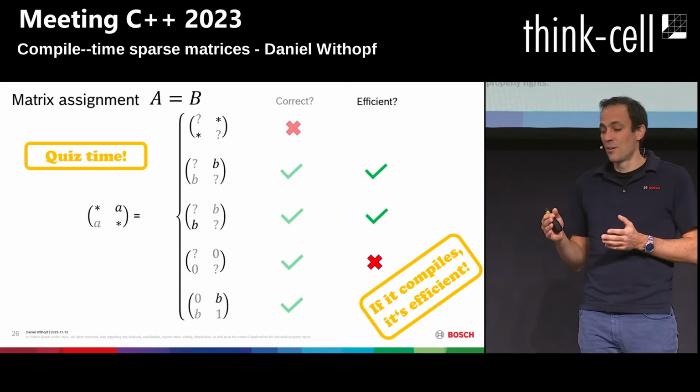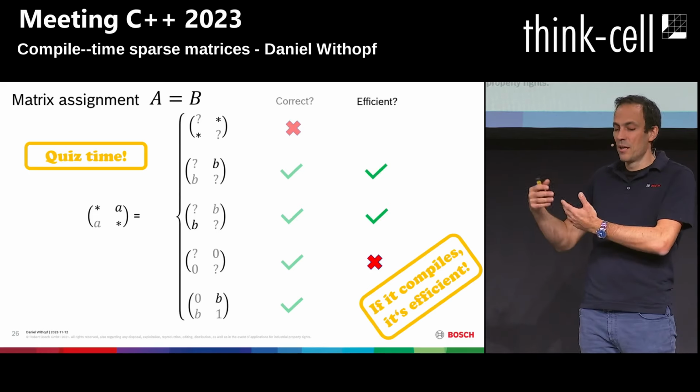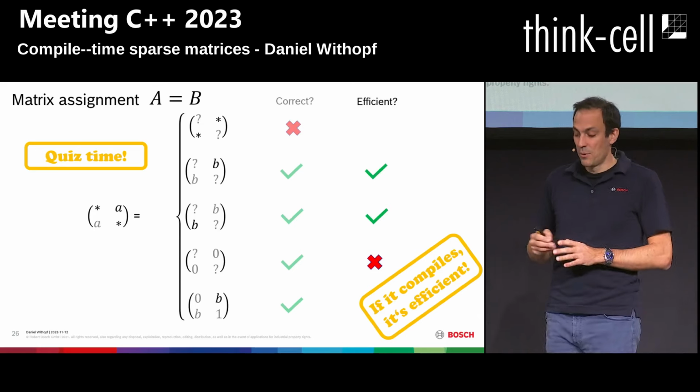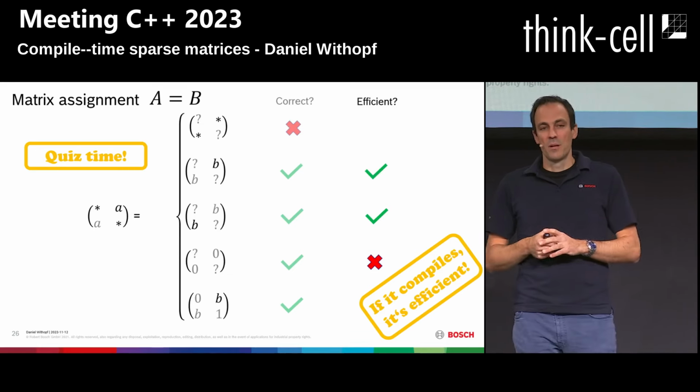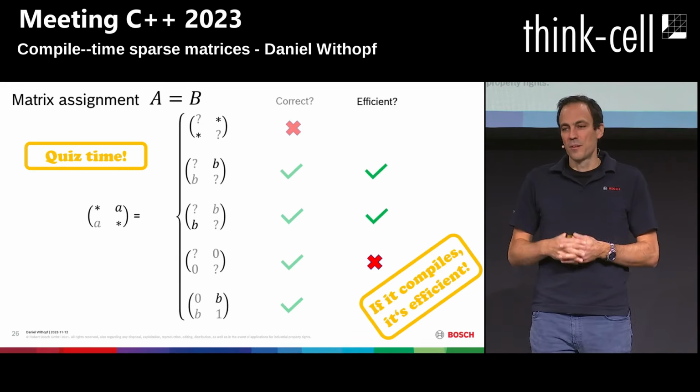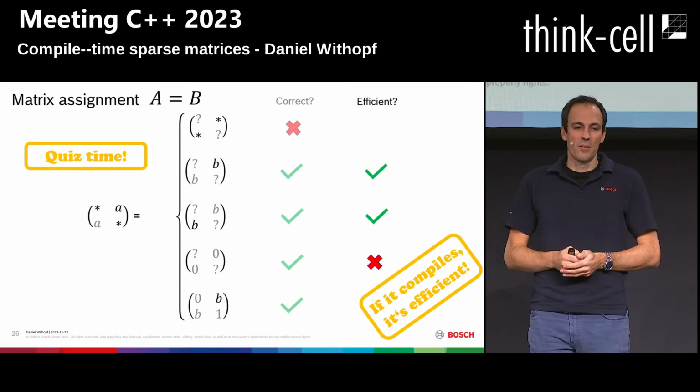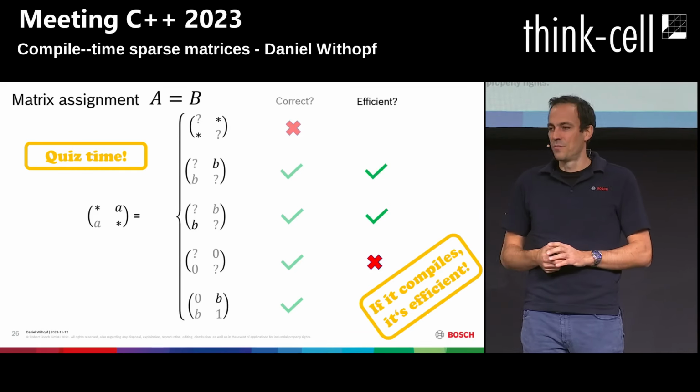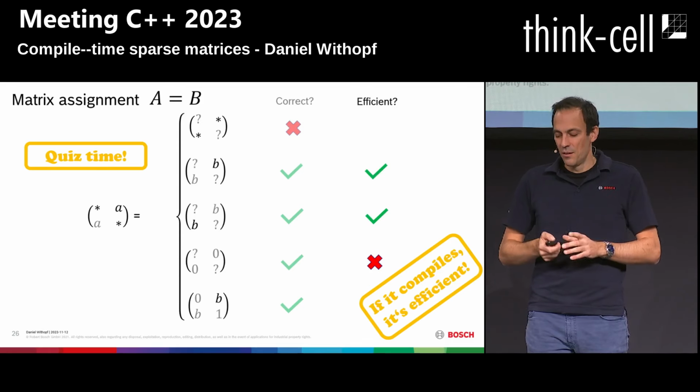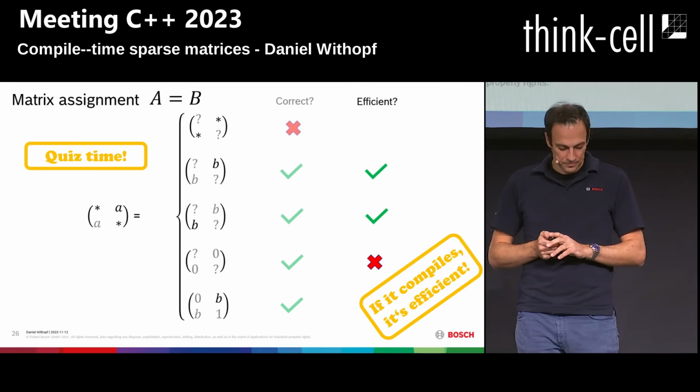Of course, in some cases, it also could make sense that you explicitly want to lose the sparsity information, but you could just provide a special method that says, okay, please drop all the sparsity information, evaluate to a full matrix instead. That's perfectly fine to do it like that.